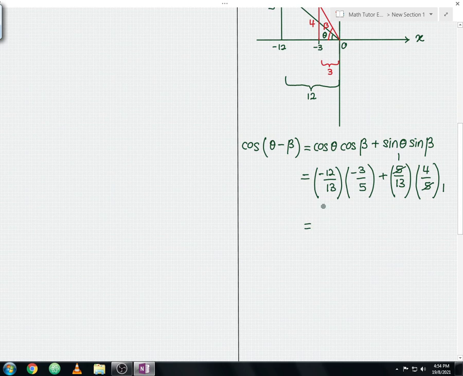So it will be equal to negative 12 times negative 3, which is 36, and then 13 times 5 will be 65. And then you add 4 over 13. In order to add these two fractions together, this 13 will have to be multiplied by 5 and the 4 will have to be multiplied by 5. Let me copy paste this expression.